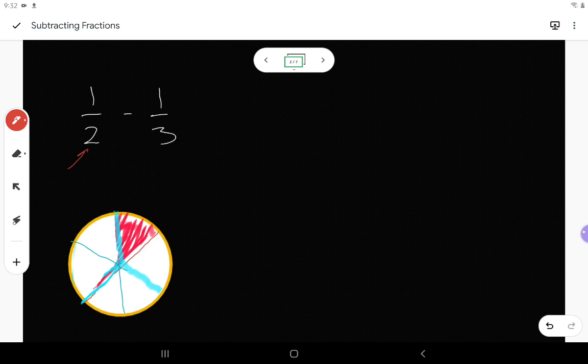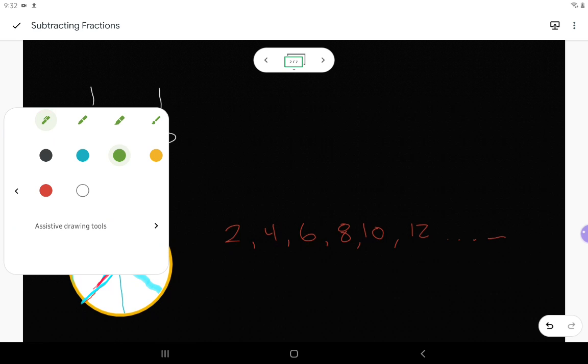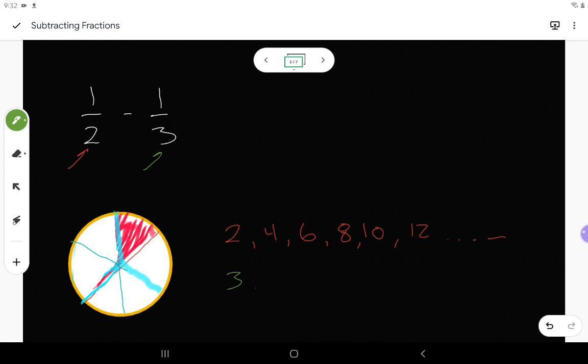So again, the common denominator for 2 and 3 should be 6, right? If we count by 2s, we've got 2, 4, 6, 8, 10, 12, and we can keep going. If we count by 3s, we've got 3, 6, 9, 12, and we can keep going, but our common ones are at 6 and at 12. We want to pick our smallest common one. We're going to keep having common ones, but let's pick the smallest common multiple for both.